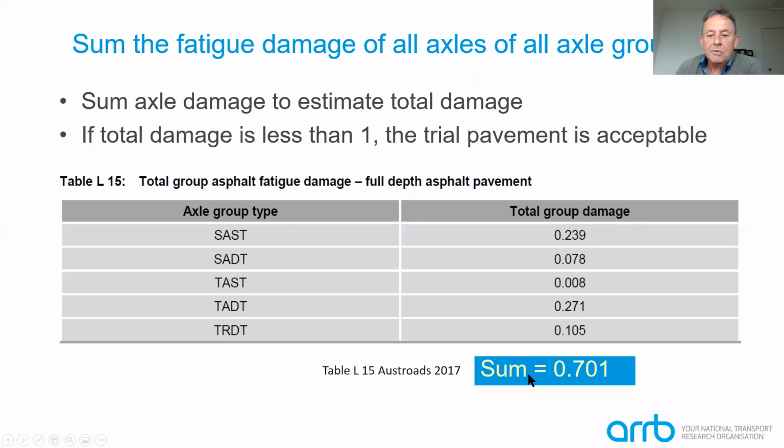Then we consider the damage due to other axle group types and sum the overall damage due to the design traffic. And the objective is selecting a trial configuration such that the damage is less than 1.